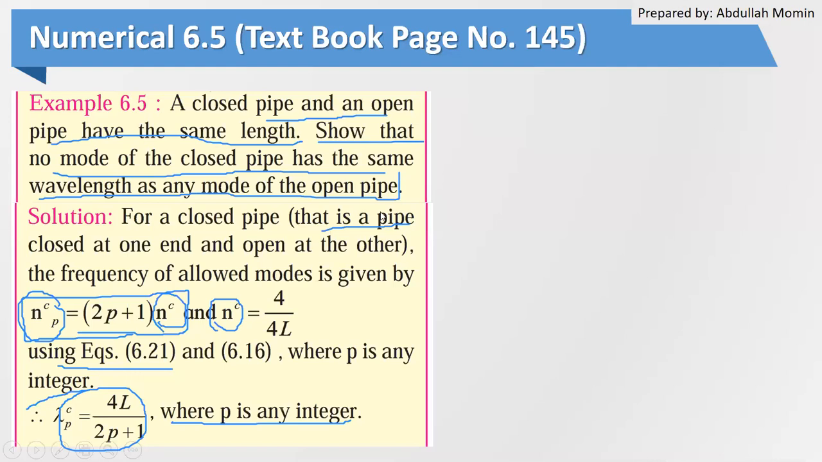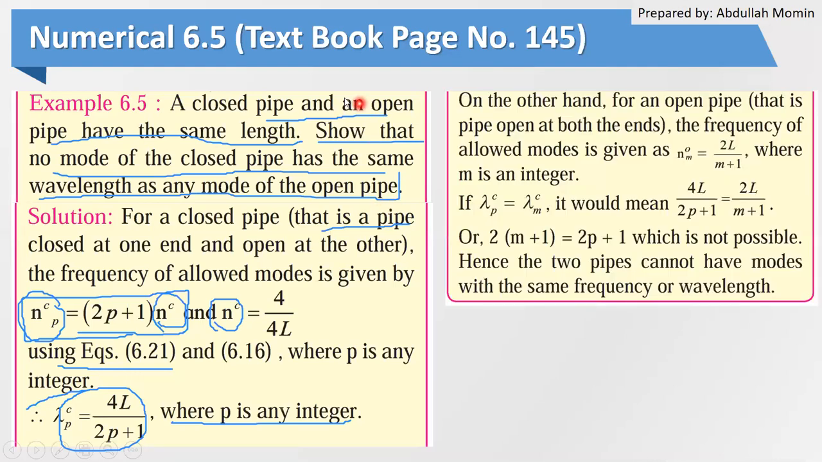Now, on the other hand, for an open pipe that is open at both ends, the frequency of allowed modes is (m+1) times v divided by 2L, where m is any integer. And if we write the frequency of the closed pipe, it would be (2p+1) times v divided by 4L, equal to (m+1) times v divided by 2L.